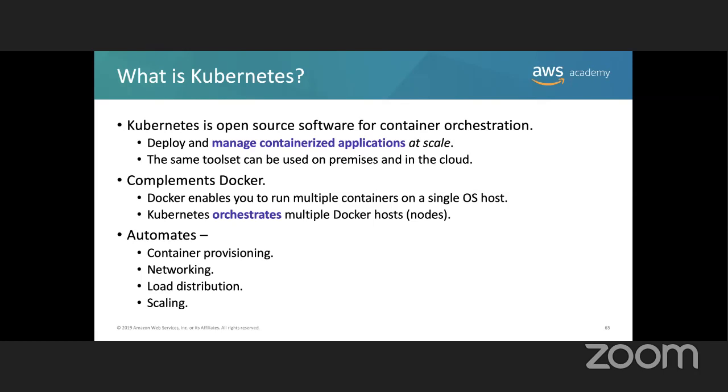One of the advantages of Kubernetes is that you can use it to run your containerized applications anywhere without needing to change your operational tooling. For example, applications can be moved from local on-premises development machines to production deployments in the cloud by using the same operational tooling. Kubernetes automates container provisioning, networking, load distribution, and scaling.